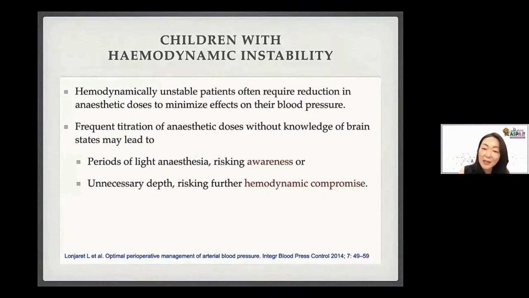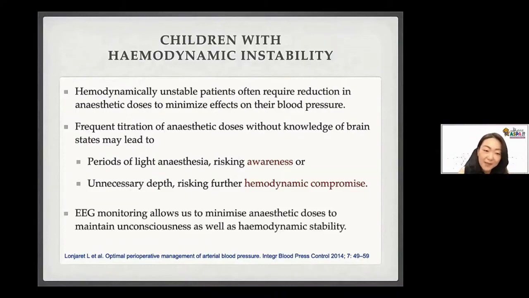Hemodynamically unstable patients often require a reduction in anesthetic doses to minimize the effects of the anesthetics on their blood pressure. So we frequently titrate the anesthetic doses up and down. But doing this without the knowledge of brain states may lead to periods of light anesthesia, which can risk awareness, or the patient could be unnecessarily deep, which then risks further hemodynamic compromise. So EEG monitoring allows us to minimize anesthetic doses during conditions of hemodynamic instability to maintain unconsciousness while trying to maintain hemodynamic stability.